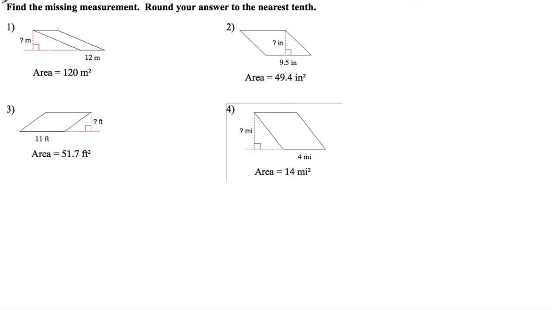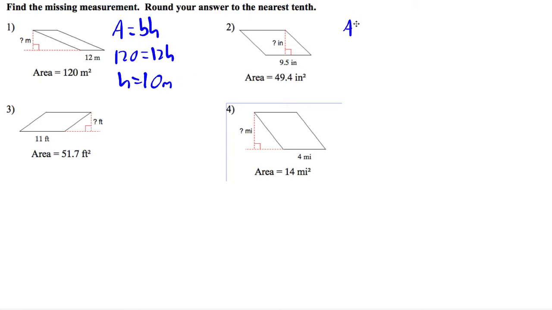Sometimes we can work backwards. So what if I'm given the area and I need to figure out a side? We'll start with the area equals base times height. So we get 120 is equal to 12h. So here the height is equal to 10 meters.